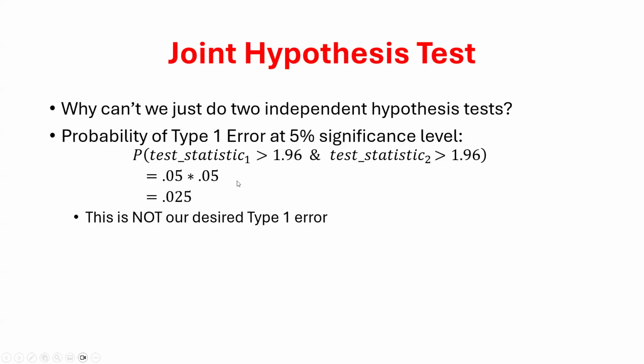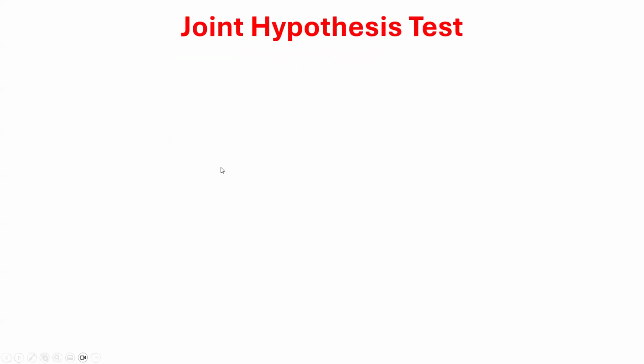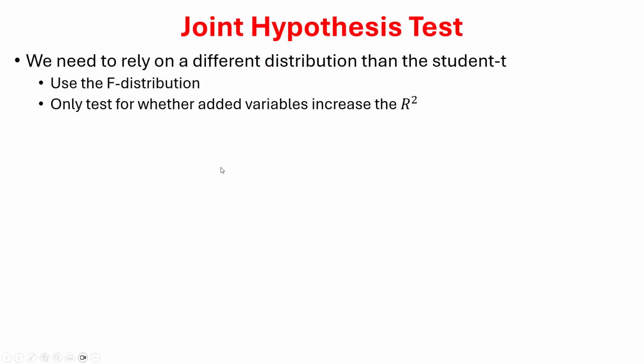When I was comparing to these critical values, they were associated with 0.05, 0.01, and 0.1. It's easy to think that with two variables it's just the type 1 error times itself, but what if I have 4 or 5? Now it's getting even further away from that desired type 1 error. So how can I solve this problem? We're going to have to rely on a different distribution.